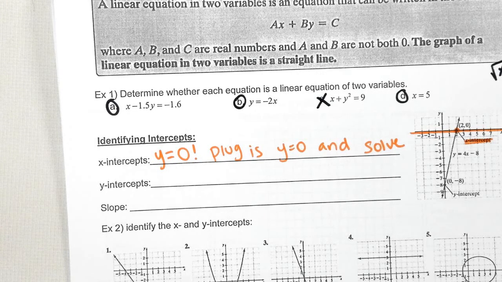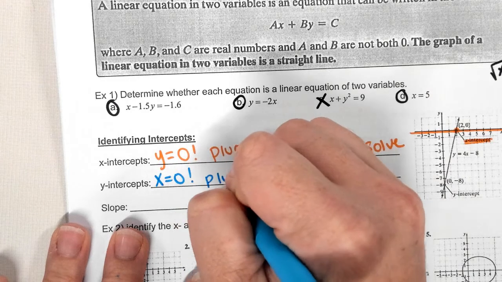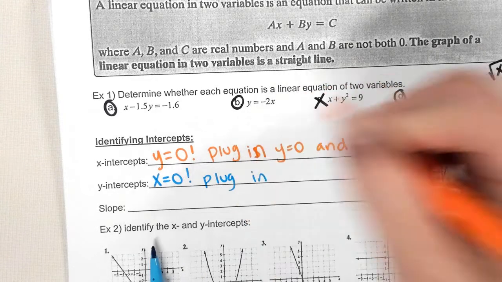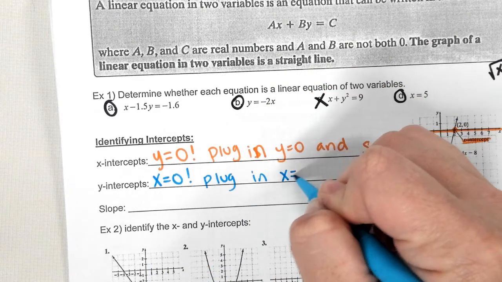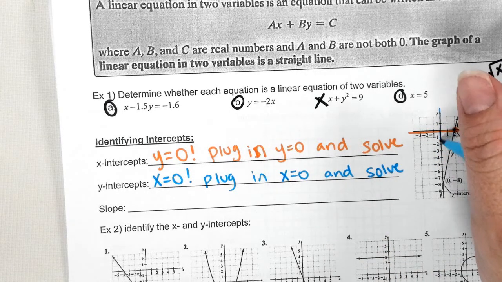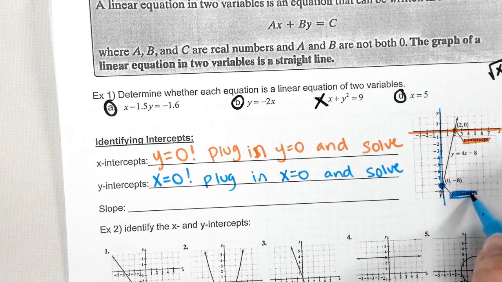What do we know about the y-intercept? X is always 0. So if we wanted to solve, we could plug in x equals 0 and solve. And then again, here's my y-axis, here's my point, and this is my y-intercept. Any questions with that?